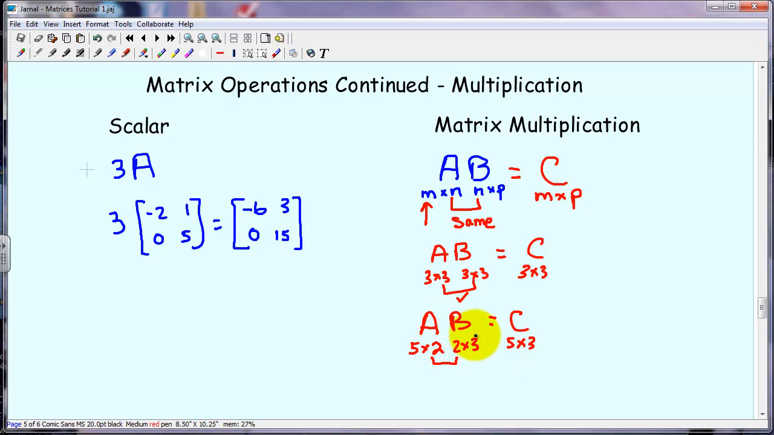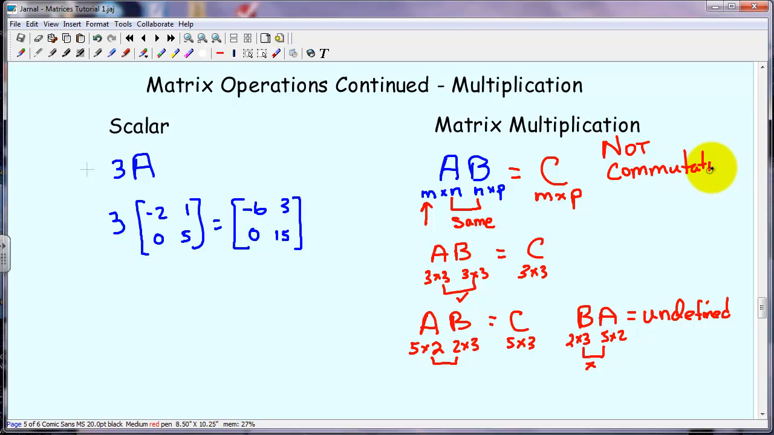If we reverse the order, using these same two matrices, and tried to do B times A, B was 2 by 3 and A was 5 by 2. Since those numbers are not the same, we cannot multiply, so this is undefined. We cannot do that operation. So in this case, we have AB equaling one thing and BA equaling something different, in this case undefined. Therefore, matrix multiplication is not commutative, meaning the order of the matrices, which one's first and second, matters in terms of the result. This is going to be very important when we move ahead to applications.